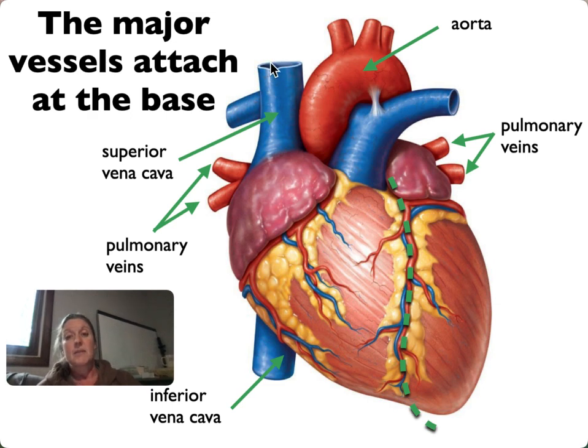And the blood that's gone out to the body and has delivered its oxygen is going to come back through either the superior vena cava or the inferior vena cava to the right atrium, then the right ventricle, and then goes back out to the lungs. So the blue vessels are associated with the right side. The red vessels are associated with the left side. Veins are bringing blood to the heart. Arteries are carrying the blood away from the heart.